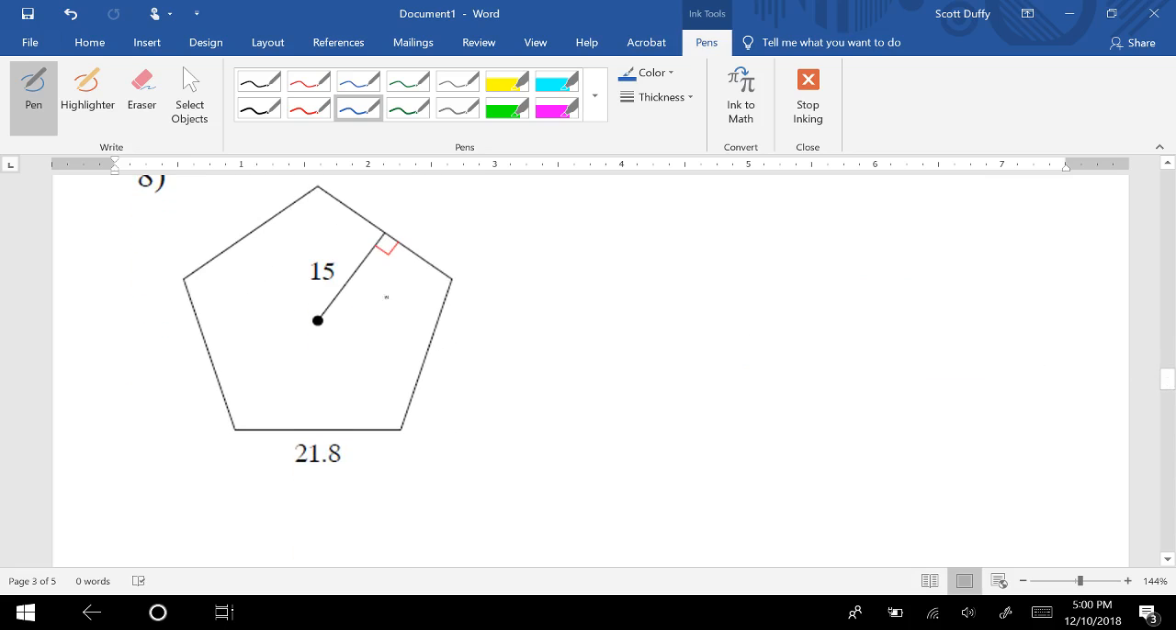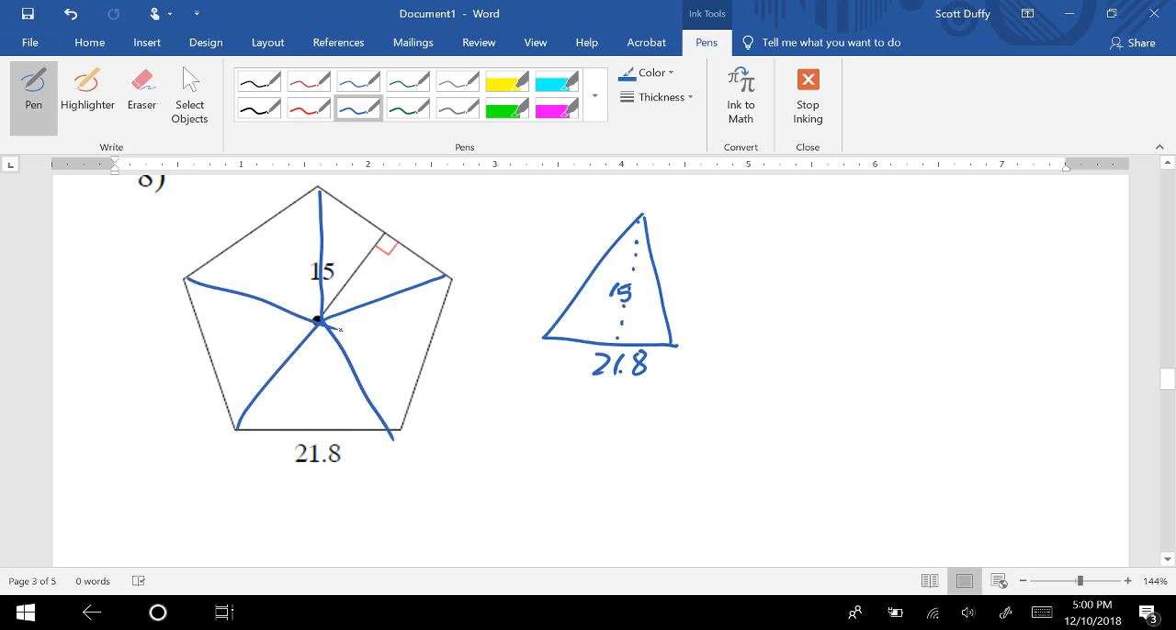Oh, another nice one. Good. So in this triangle we have a base of 15. I'm basically just redrawing it upside down. 21.8. Height of 15. Okay, and just like the last one, it's a pentagon times 5. So 1/2 times 21.8 times 15 times 5. Let's get it. 817.5 square units.